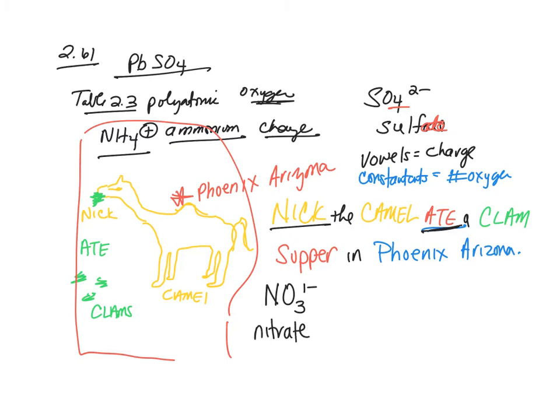And then to go to nitrite, you keep the charge and you decrease by 1 oxygen. So this is NO2, 1 minus, is nitrite. And that's how you go to trite. Okay, let's try another one.